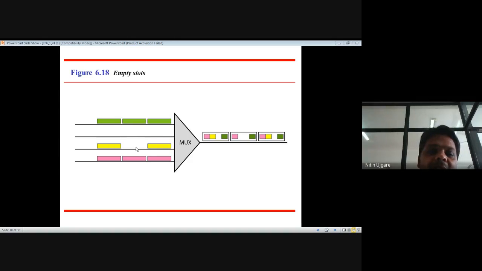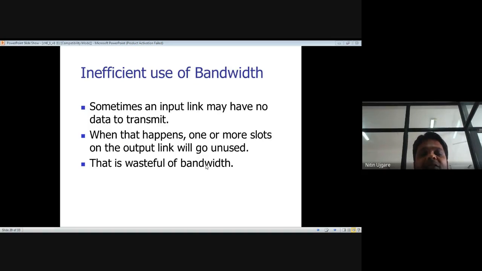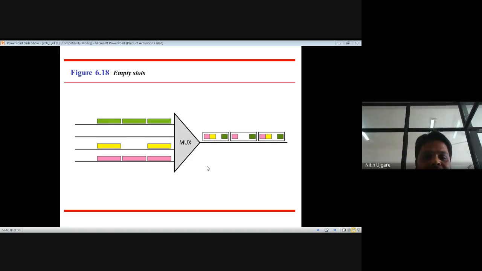So in this figure, you can see that the second channel does not have any data to send in the second slot. Because of this, after multiplexing, when you transmit this data through a communication link, in every time frame the second slot will be unused. In the first time frame, the second slot is unused. In the second time frame, both the second and third slots are unused. And in the third time frame, again, the second slot is unused. So you can see that there is wastage of bandwidth. We are not sending any data.